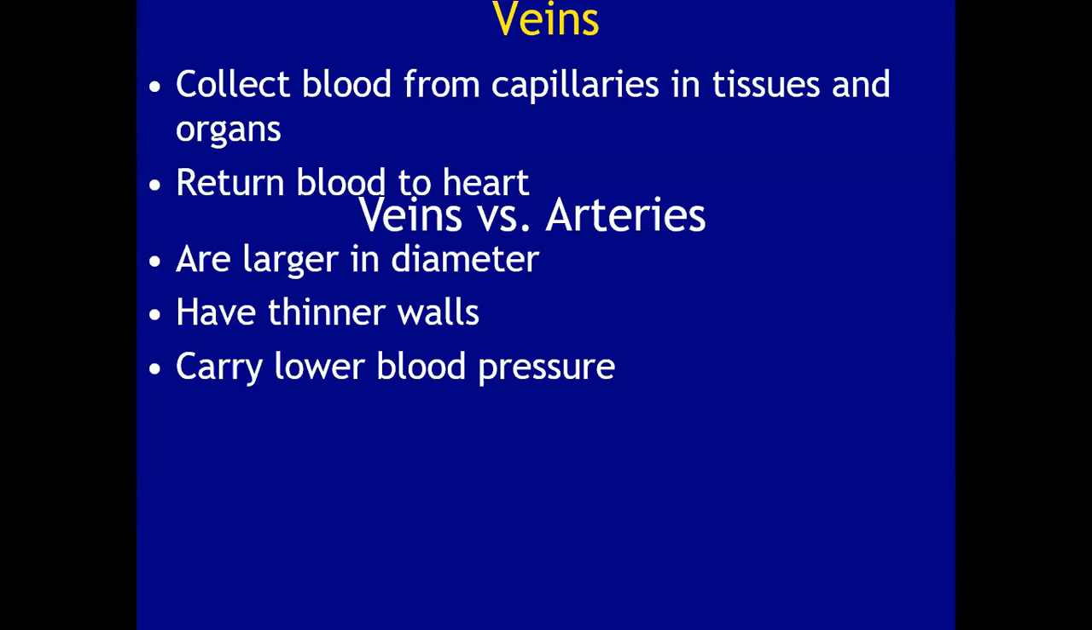Now, when we look at the arteries versus the veins, we remember that the veins are larger in diameter. They hold a greater volume of blood. That's what we need to think about. They have much thinner walls. And we've lost a lot of pressure when we make our way into these capillaries. We've had to reduce the pressure or we'll blow them out. So there's no place for us to really increase the pressure a lot in the veins. So they're going to carry a much lower pressure, and that's why that thinner wall will work.